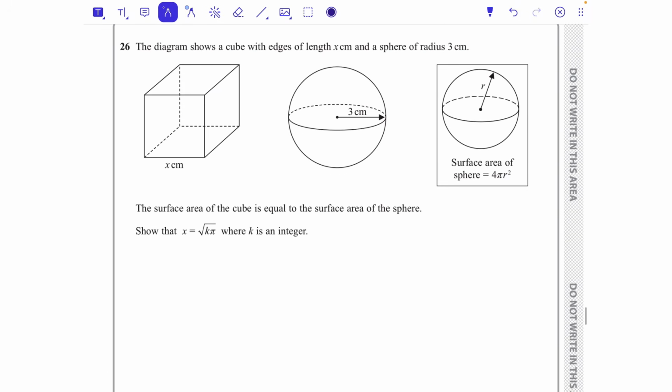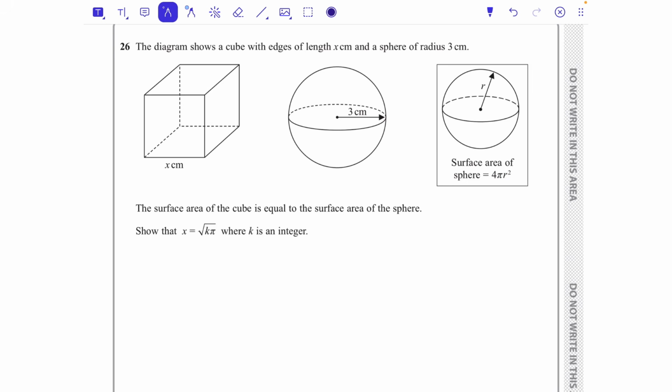Question 26. The diagram shows a cube with edges of length x and a sphere of radius 3. The surface area of the cube is equal to the surface area of the sphere. Show that x equals root k pi, where k is an integer.